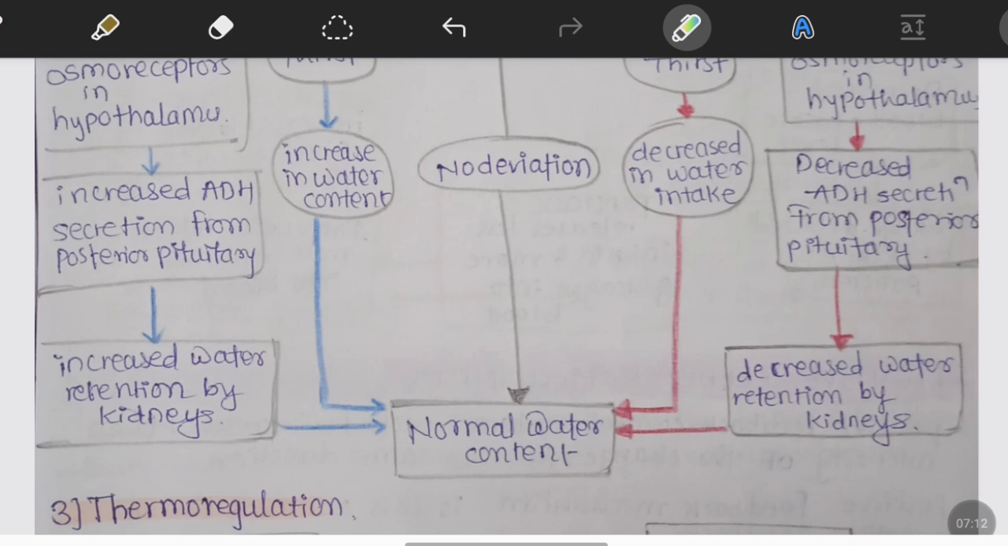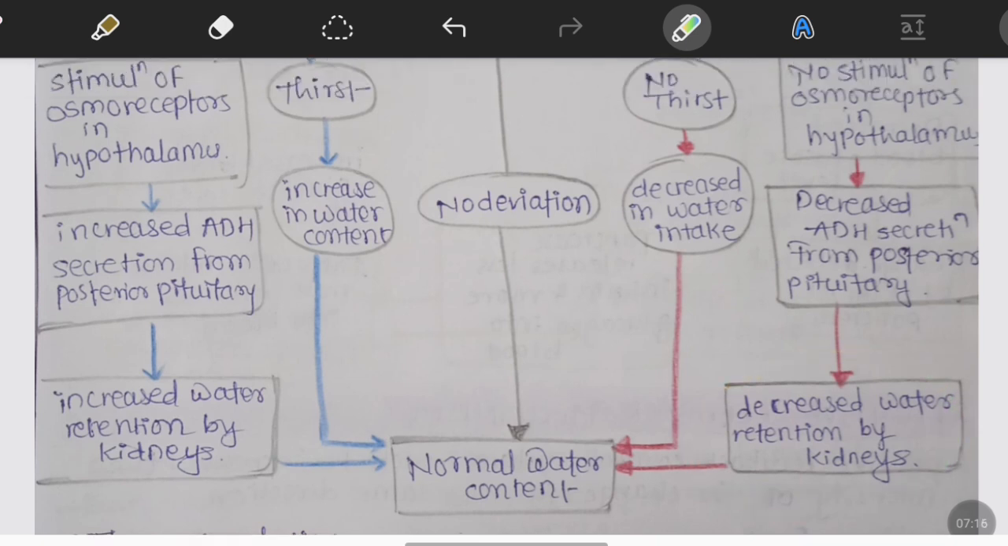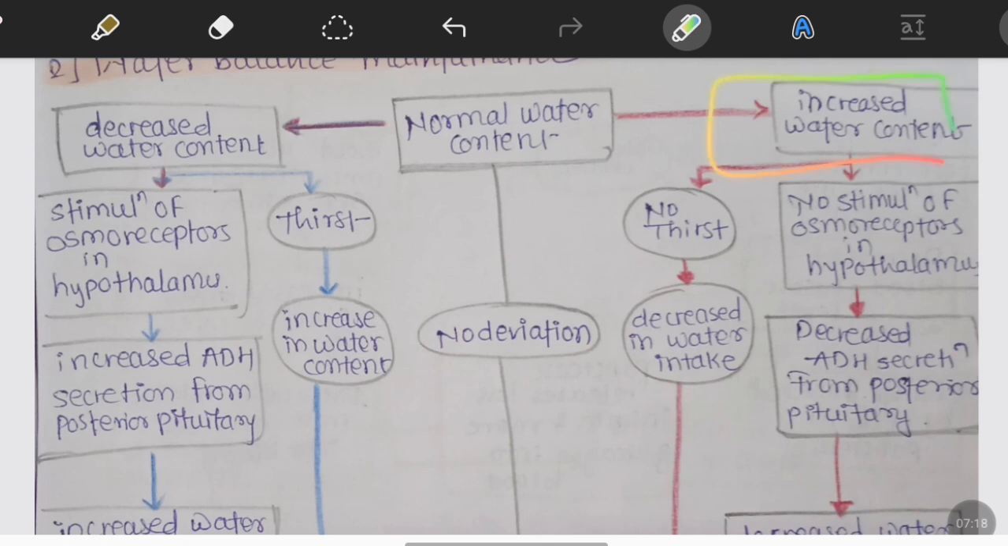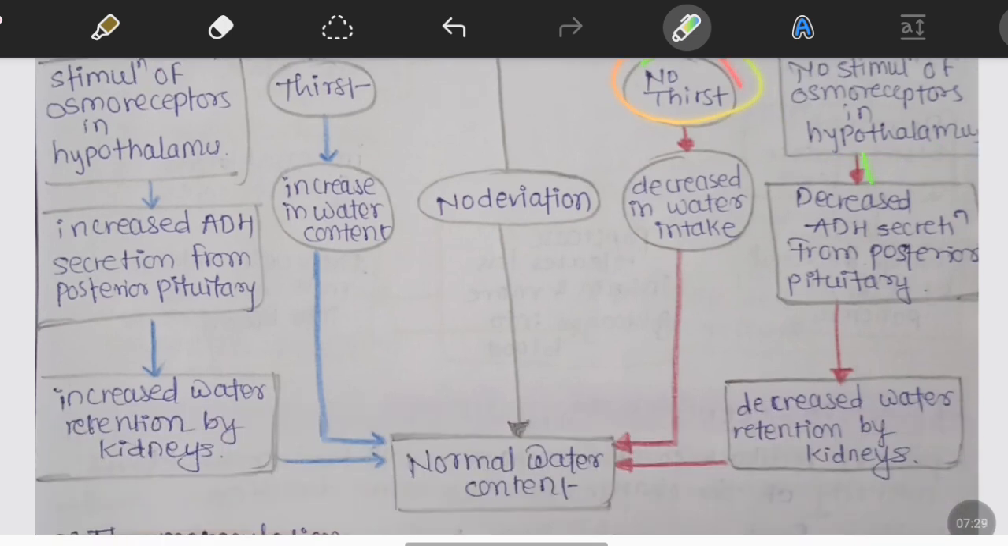Here, if there is a decrease in water retention and an increase in the water content in our body, then stimulation of osmoreceptors does not occur, which means no thirst, and then there is a decrease in ADH secretion from the posterior pituitary gland. Hence, there is a decrease in water intake and decreased water retention by the kidneys, and finally the water content becomes normal.